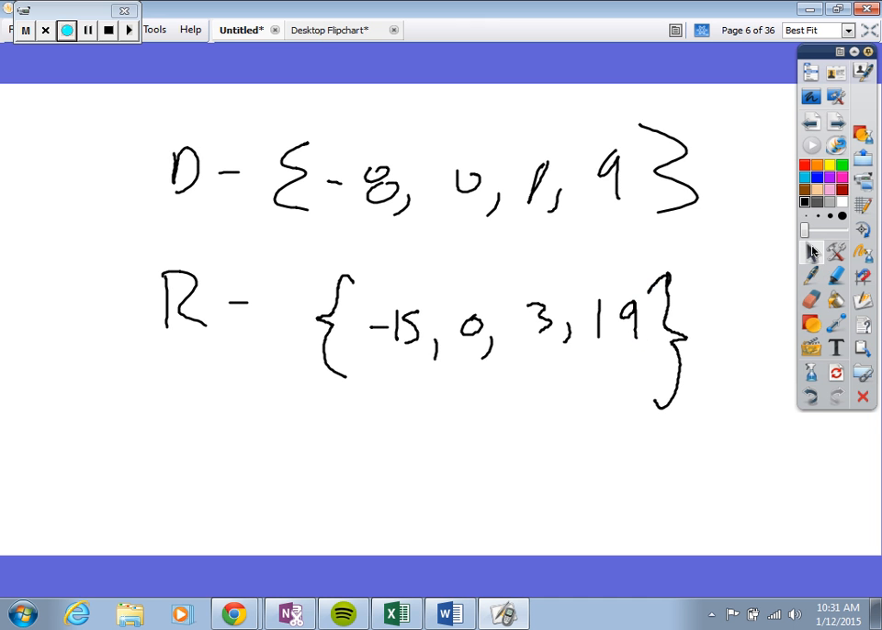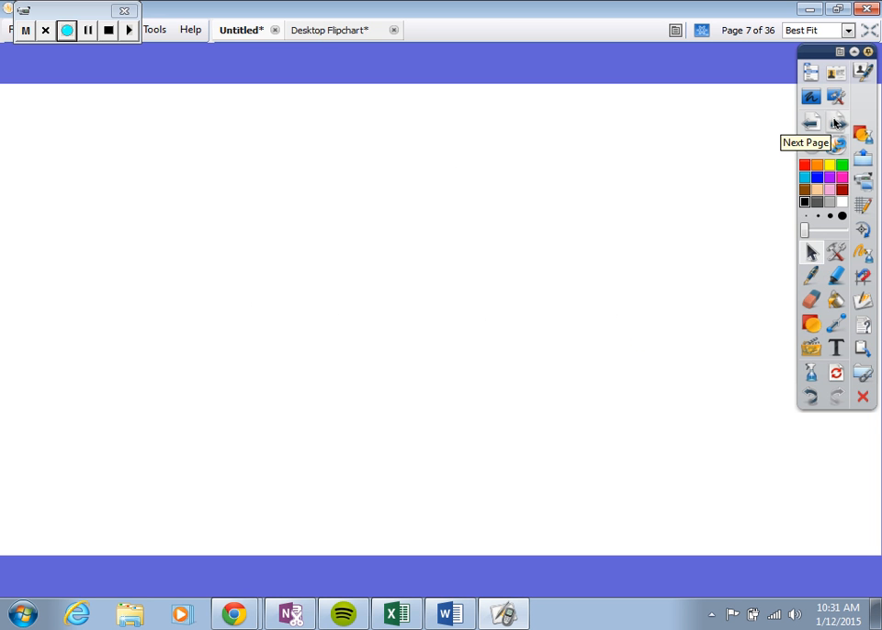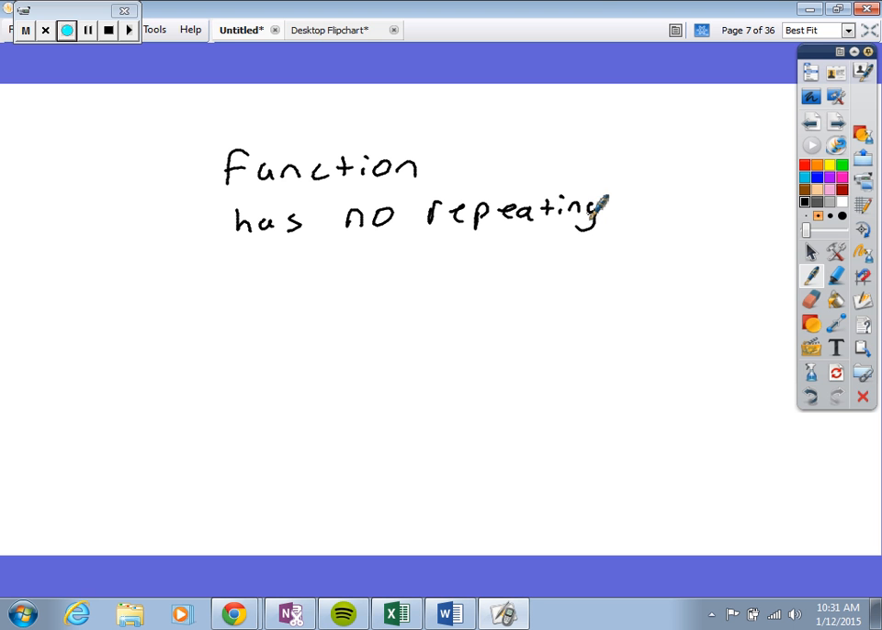Alright, let's go on to the next problem, which is number 7. Number 7, determine whether the relation is a function. Let's quickly write down what a function is. A function has no repeating x values.